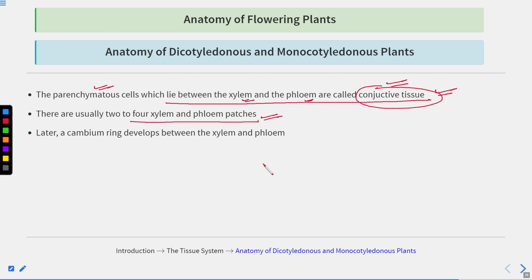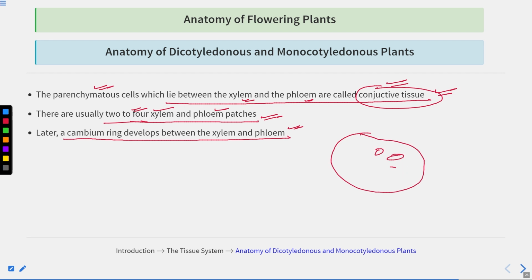In the case of the vascular bundle, when you look at the center, you can see some patches of xylem and phloem. So how many patches? 2 to 4. Later, the cambium ring develops between the xylem and phloem. So what happened? You can see the vascular bundles are like this. This is the endodermis. At the time of secondary growth, what happened? The cells in between the vascular bundles get initiated and transformed into cambium, and it later makes the whole cambium ring like this.